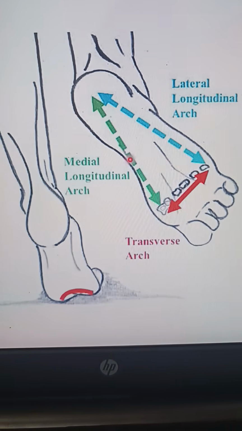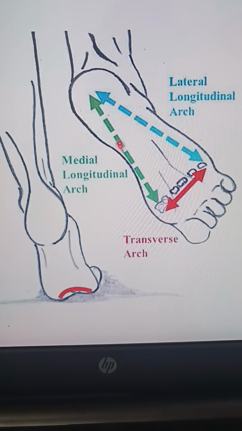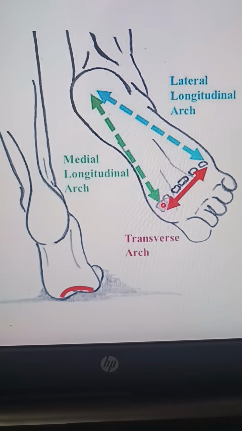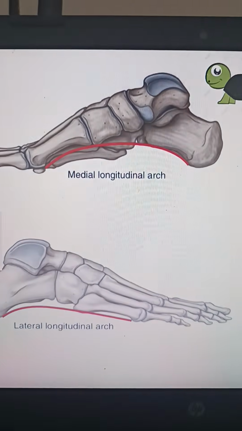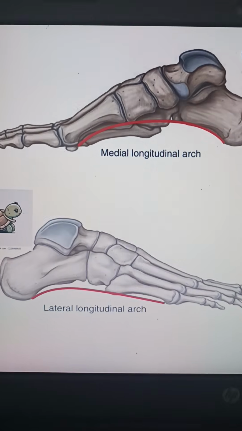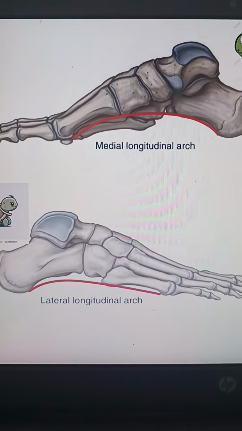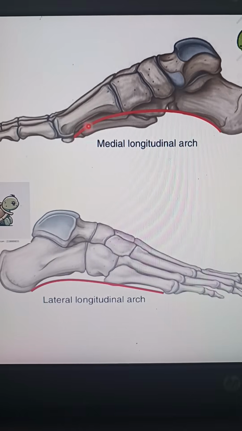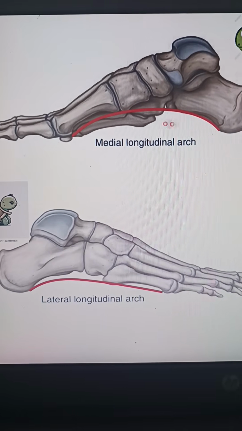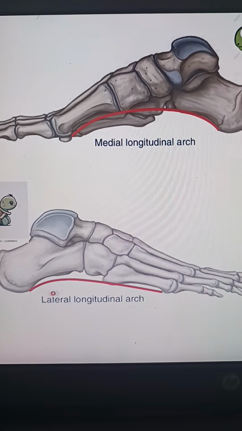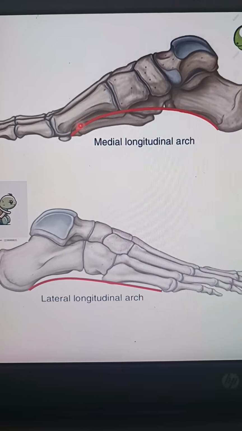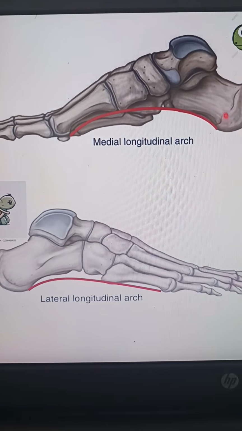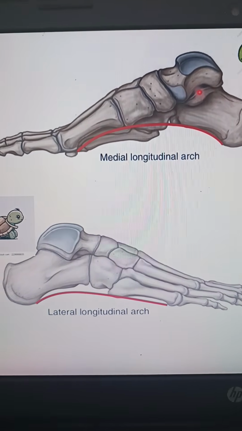These are the three arches of the foot, namely the medial, lateral, and transverse arch. Let us see each arch in detail. So above you have the medial longitudinal arch and below the lateral longitudinal arch. As you can see, the medial longitudinal arch is high arched, and the lateral is low arched. As the medial is high, that means there should be more bones for the formation.